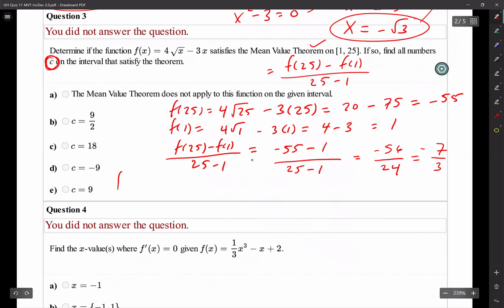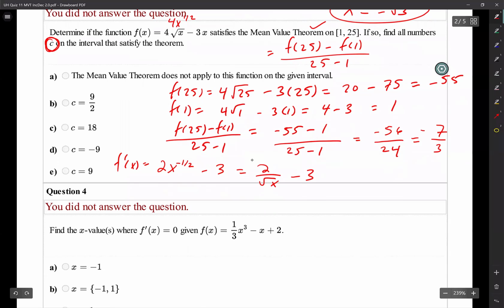Derivative. So I'm taking a derivative. This is 4x to the half. So let me rewrite it first, guys. Minus 3x. So the derivative is going to be 2x to the negative half minus 3. So rewriting it, 2 over the square root of x minus 3. And that is what I'm going to set equal to -7/3. Do not write it right here, guys, because that says f prime. Make a new line. Maybe put the letter c in there: 2 over the square root of c minus 3 equals -7/3.